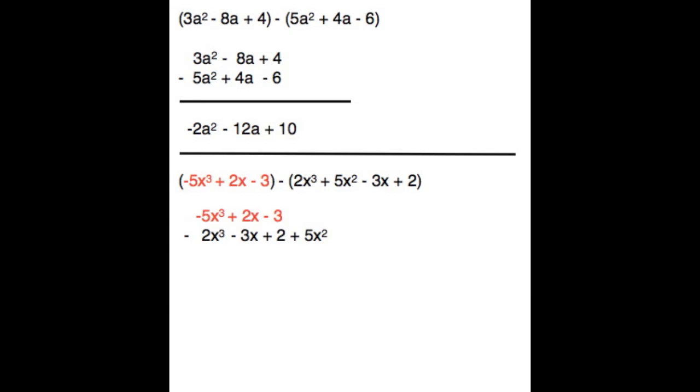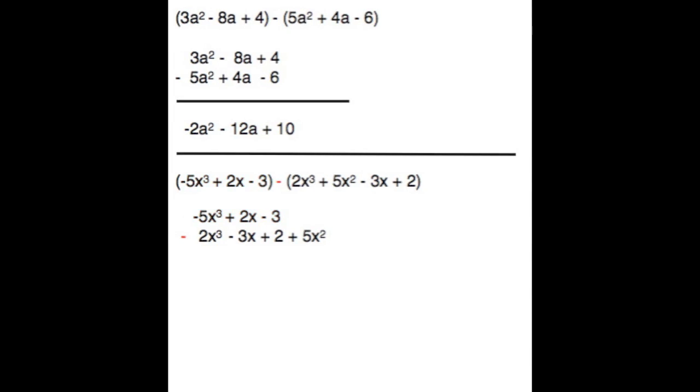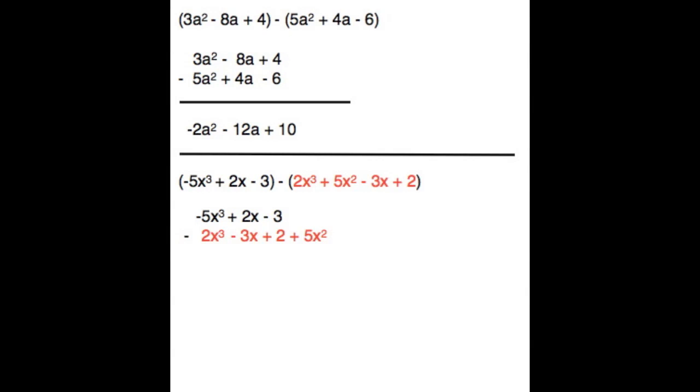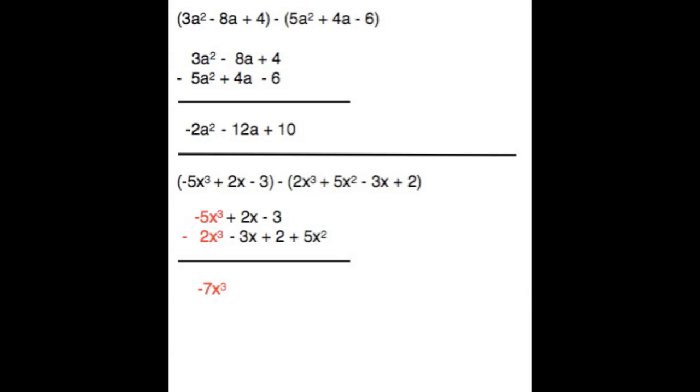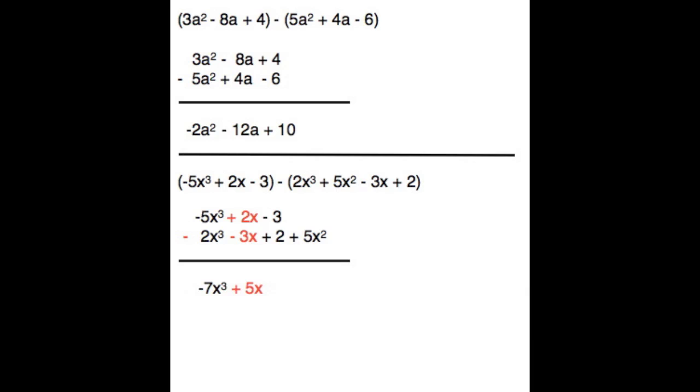So we still have our first polynomial minus our second polynomial. Notice the difference in order of the terms in the second polynomial, but also notice that each term holds the same positive or negative value, so they still are equal. Now we are going to combine our like terms. We have negative 5x to the third minus 2x to the third, which is negative 7x to the third. 2x minus a negative 3x, which is a positive 5x. Negative 3 minus 2, which is negative 5.